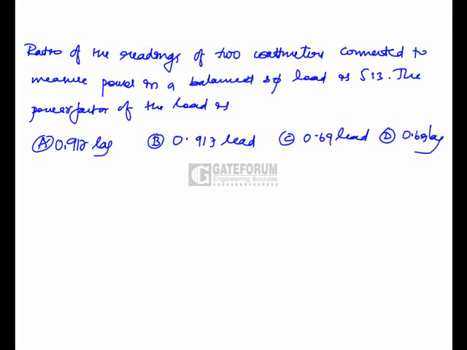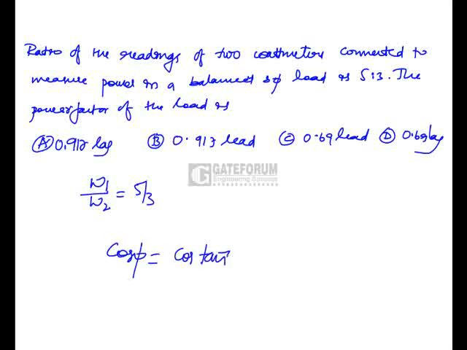Readings of two wattmeters connected to measure power in a balanced three-phase load is 5:3. So W1 by W2 is equal to 5 by 3. Now what is the power factor of the load? Power factor of the load cos phi is given as cos of tan inverse of root 3 into (W1 minus W2) divided by (W1 plus W2).